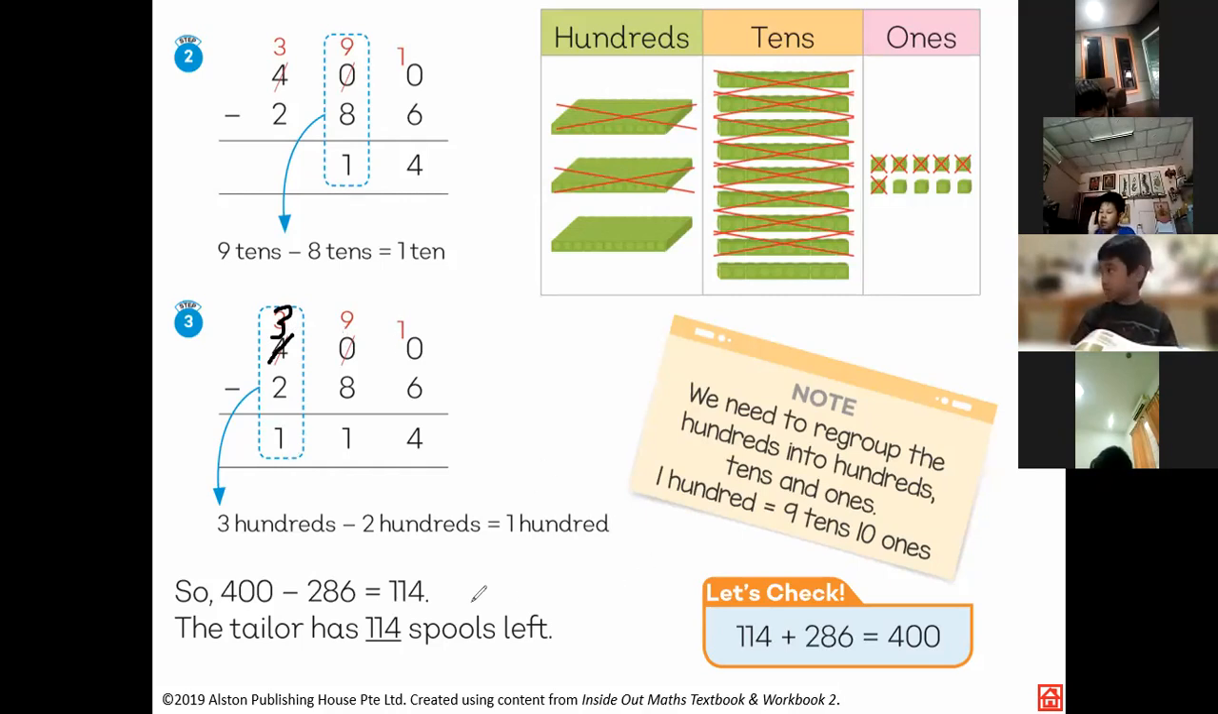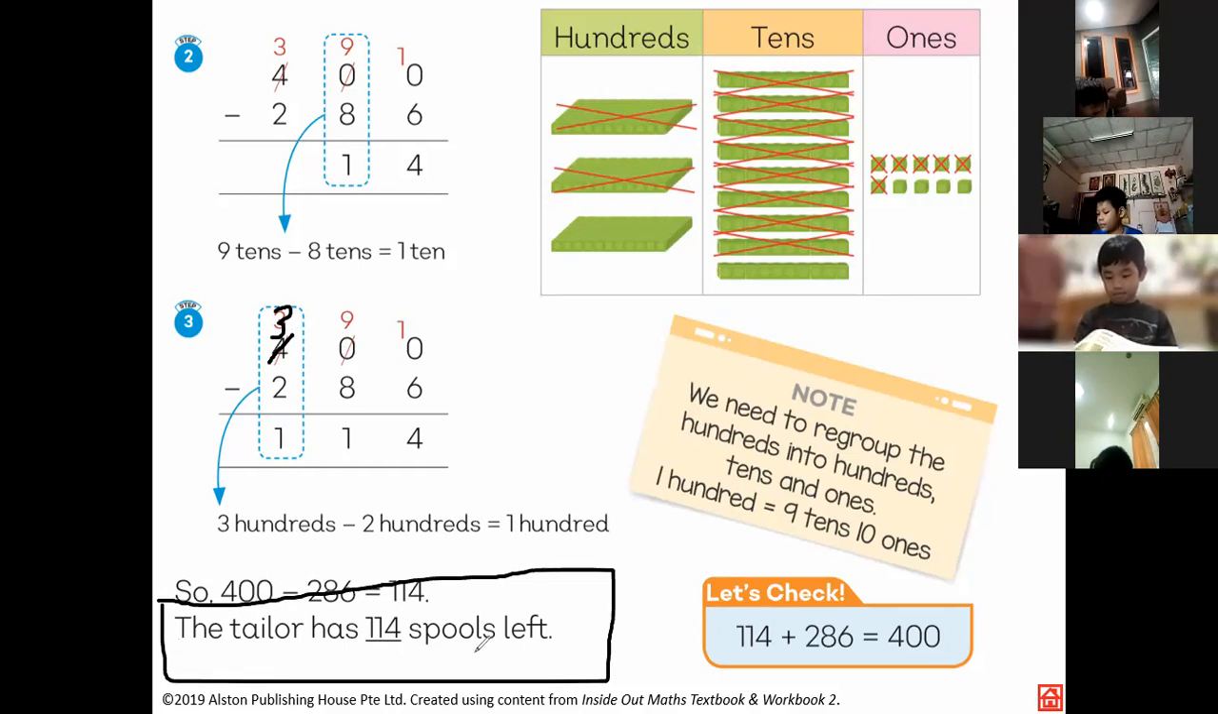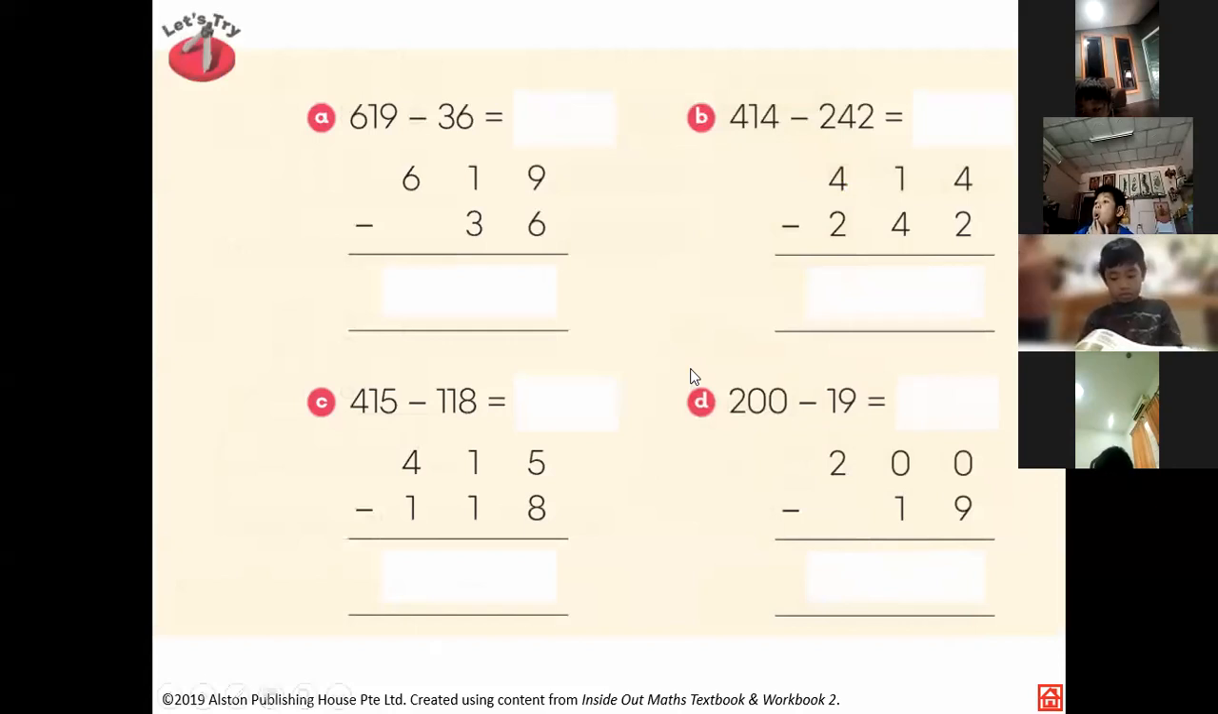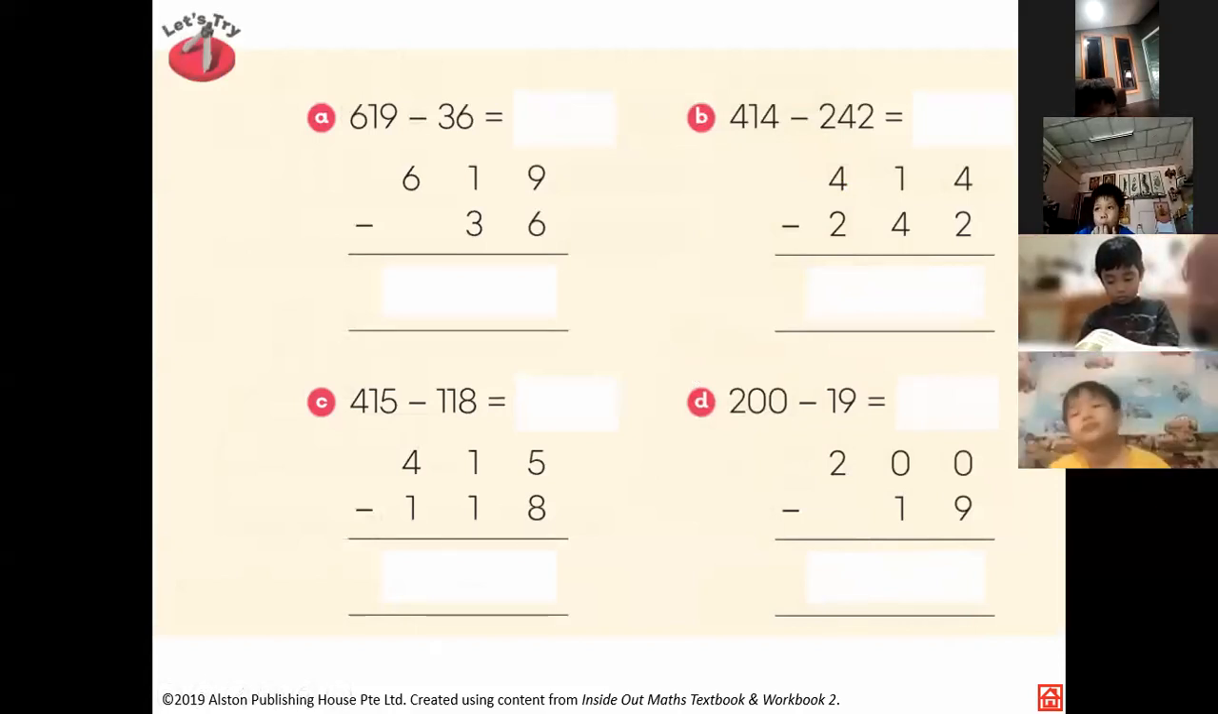So the answer for the problem is the tailor has 114 spools left. Okay, do you understand, class? Yes, I do. No, I don't. Yes, I do. Okay. Yes, I do. All right, now let's try to answer this one. Letter A, B, C, and D. E, F, G, and H.